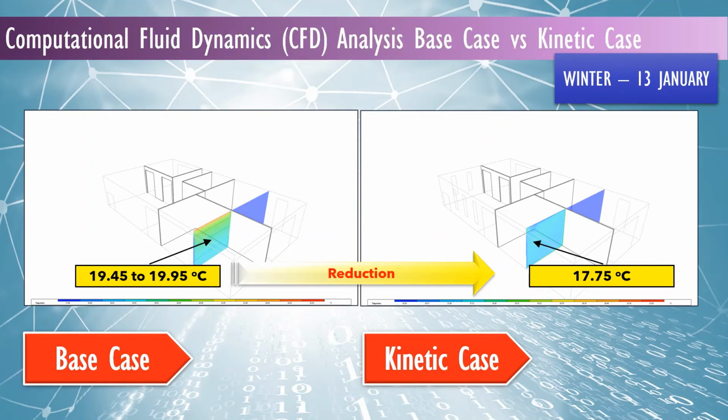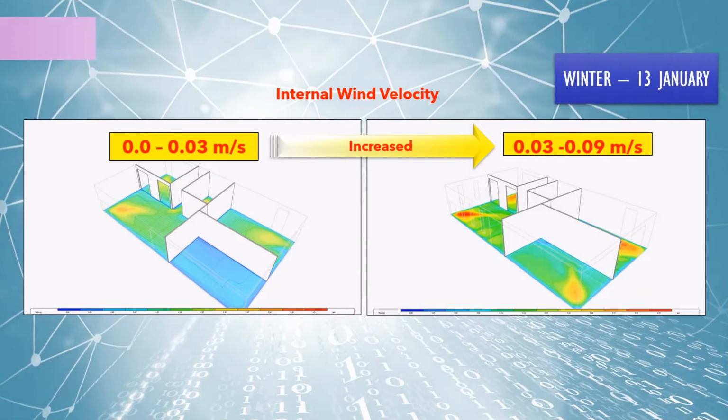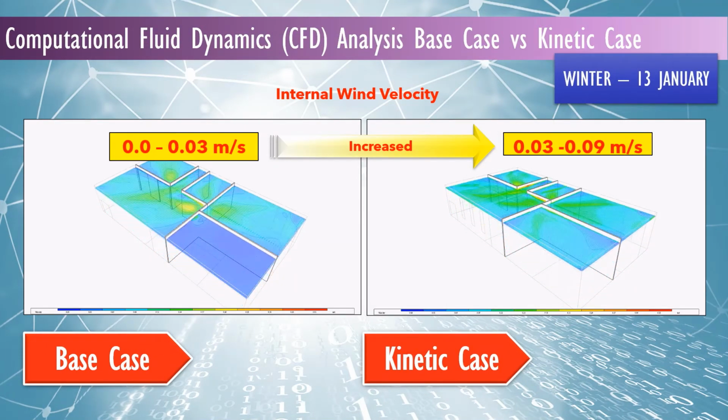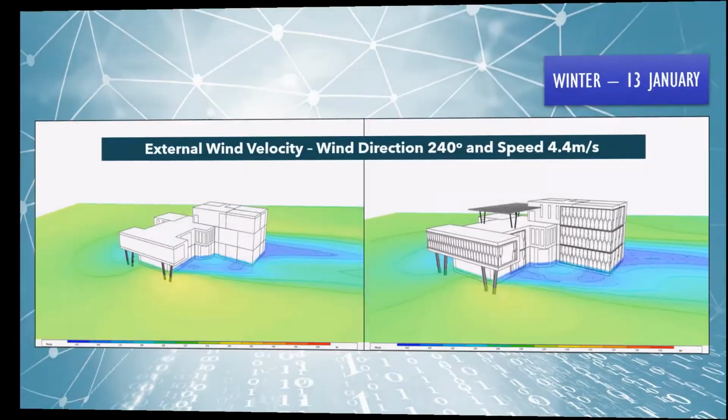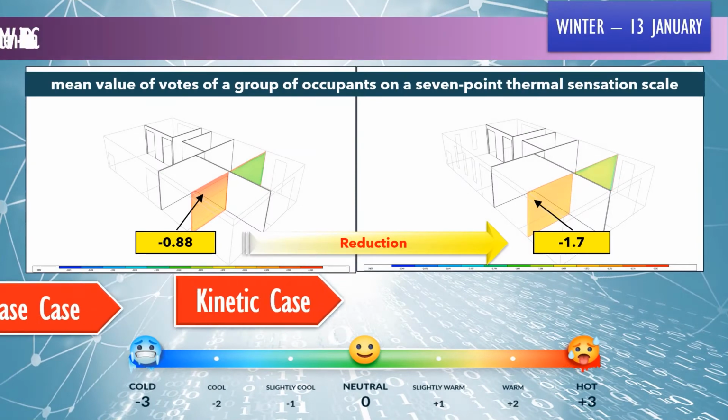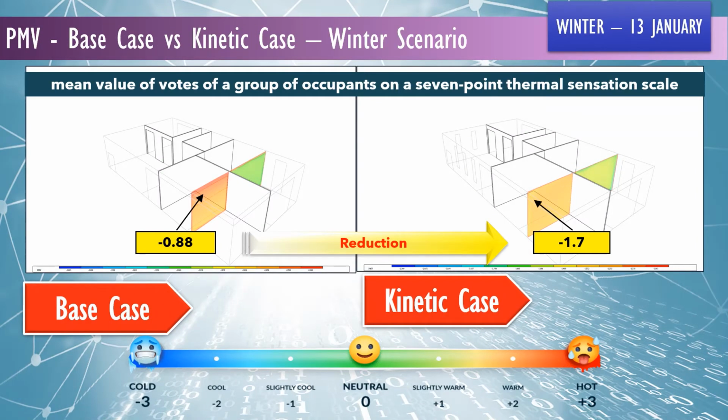Computational fluid analysis, temperature has decreased by 2 degrees, while internal velocity has improved slightly from base to kinetic. And external wind velocity was taken at 240 degrees and speed 4.4 meters per second. For the PMV, reduction was from negative 0.88 to negative 1.7, which is further from the neutral.